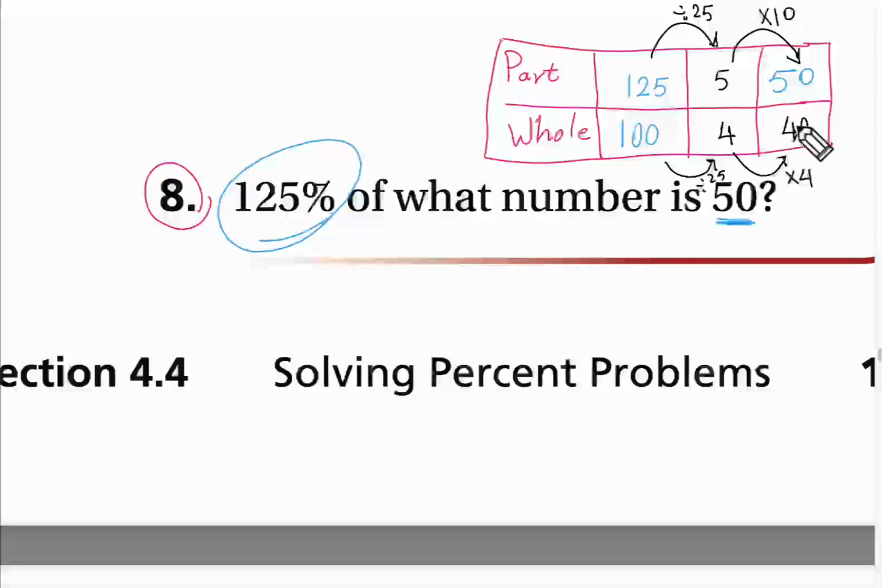And excellent, my hero, great work. So the answer is 40. Thank you, teacher. You're welcome. 125% of 40 is 50. So this is the answer, the 40.